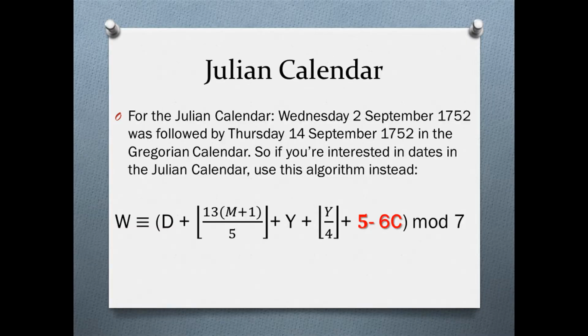For the Julian calendar, Wednesday the 2nd of September 1752 was followed by Thursday the 14th of September 1752 in the Gregorian calendar. So if you're interested in dates in the Julian calendar, use this algorithm instead. W equals D plus ⌊13(m+1)/5⌋ plus y plus ⌊y/4⌋ plus 5 plus 6c, again all mod 7.